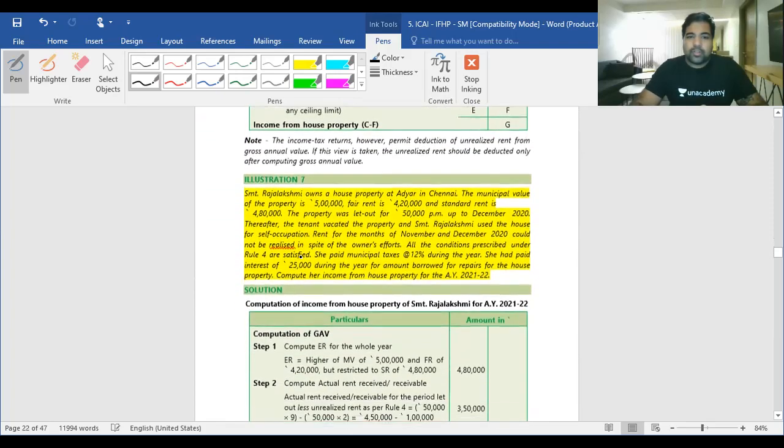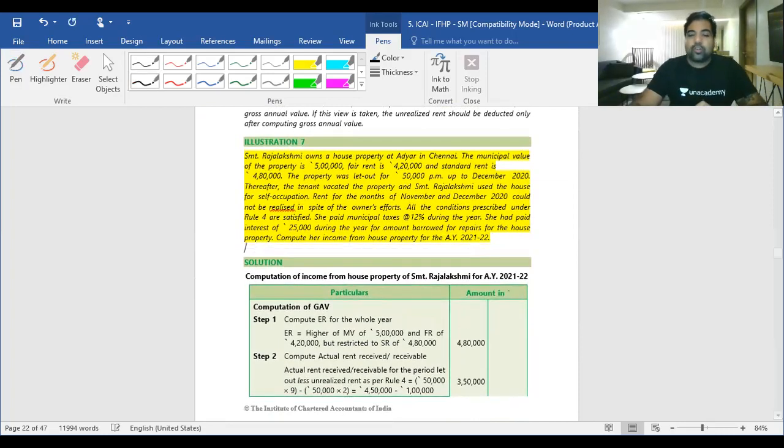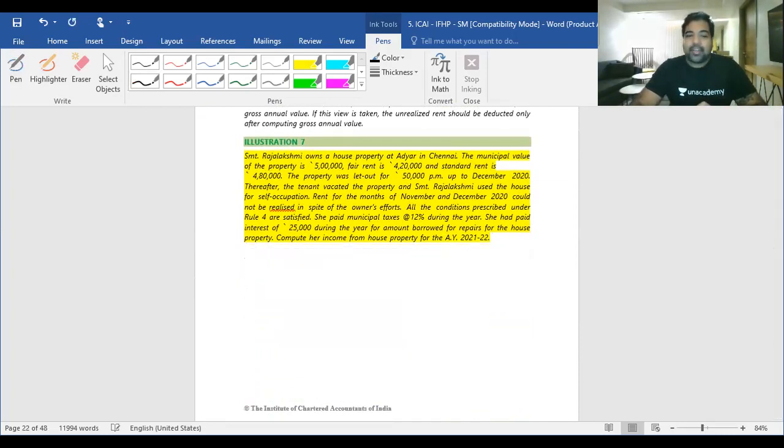There's a question here. Yes, Rajalakshmi. Let's have a look at this question. Let's finish this question. So there are two concepts. Complicated concepts are done and dusted.